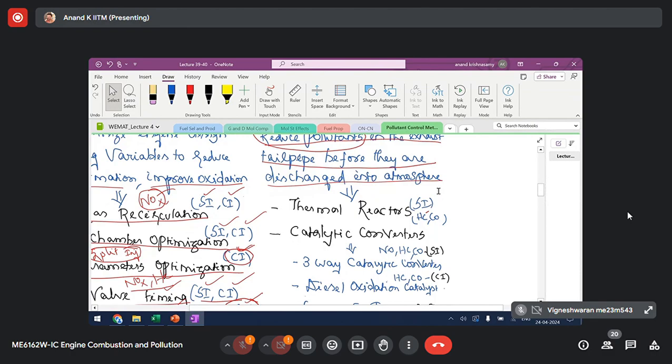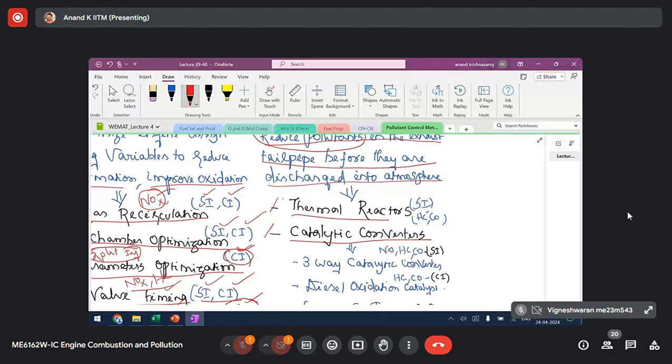There are two broader classifications of this after treatment method. One is the thermal route, in which we use something called a thermal reactor. The second option is the catalytic route. In the catalytic route, we use a catalytic converter, meaning we use some type of catalyst. You know what a catalyst will do? It won't participate in the reaction, rather it will speed up the reaction. That is what catalytic action is.